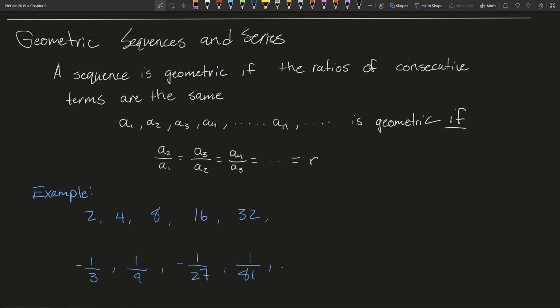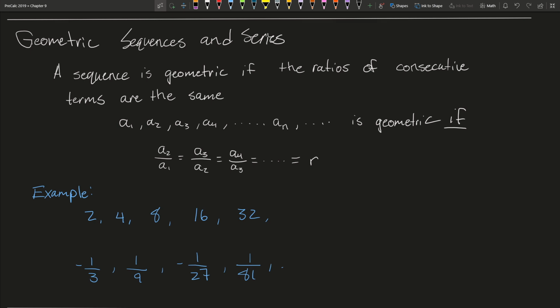All right, so today we're going over geometric sequence and series. In an arithmetic sequence, we were adding a term over and over and over again. In a geometric sequence, we're multiplying by a term over and over and over again. Okay, so a sequence is geometric if the ratios of consecutive terms are the same.